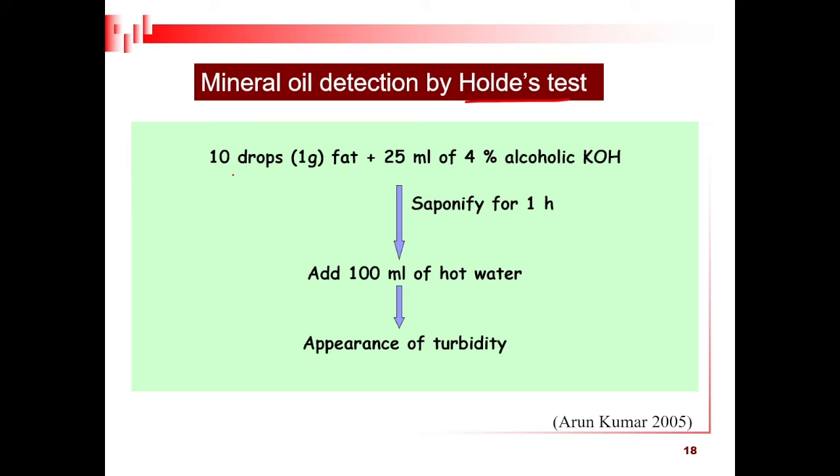In this we take 1 gram of fat. This video is already there in this channel, you can watch it. 1 gram of fat is taken, and then we add 25.4 ml alcoholic KOH in a round bottom flask, and saponify for 1 hour. Then after that you add 10 ml of hot water, and if turbidity is there, then mineral oil is present in it.